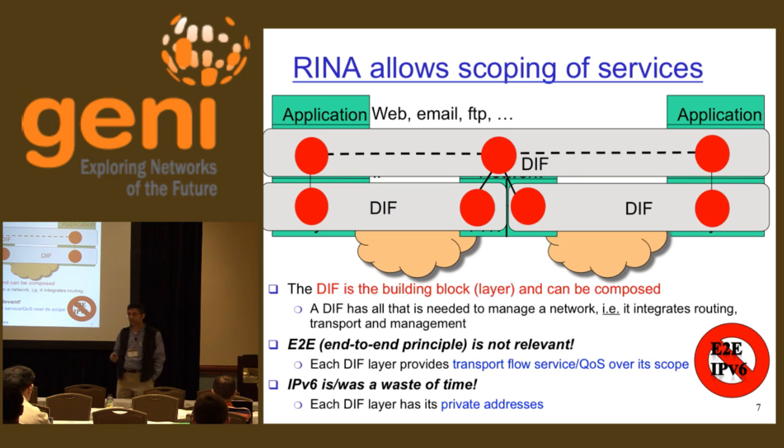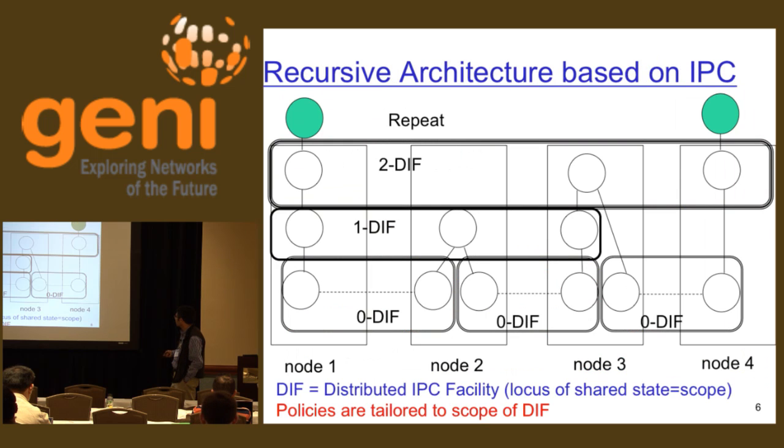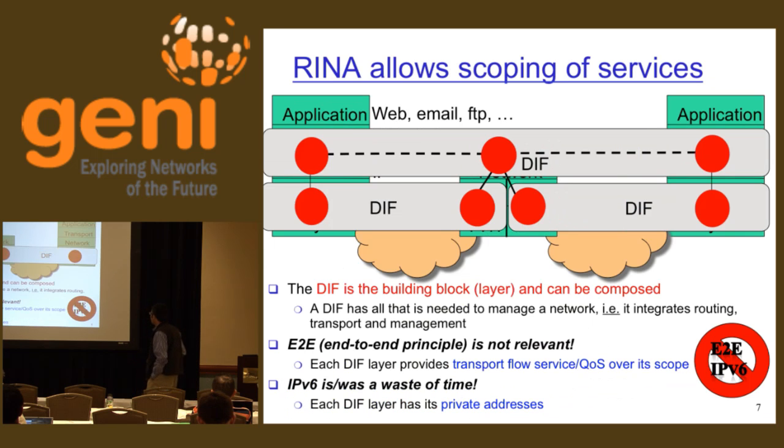How is that different from the current internet? First of all, we don't have to have only these 2 levels. We can actually have multiple levels, as you can see from this picture here. I have parts of the network where I have multiple levels of DIF layers because I want to exercise more control over that part of the network, for instance. What goes inside the DIF is actually all that is needed to manage a network. Think of it as a private network. So you have to have everything you need, including routing, transport, management tasks.